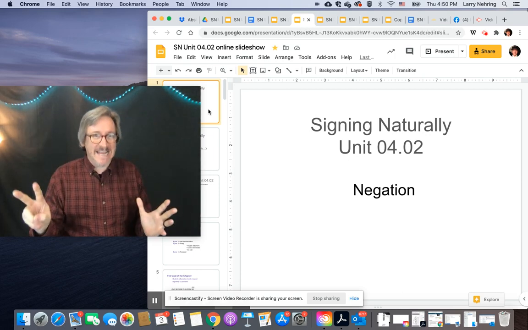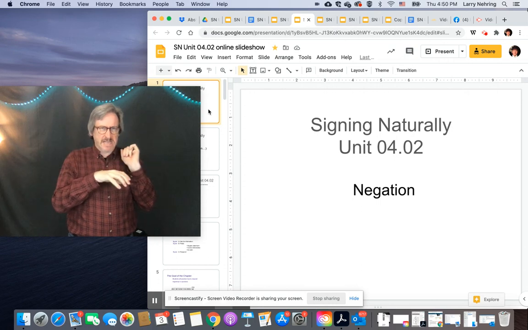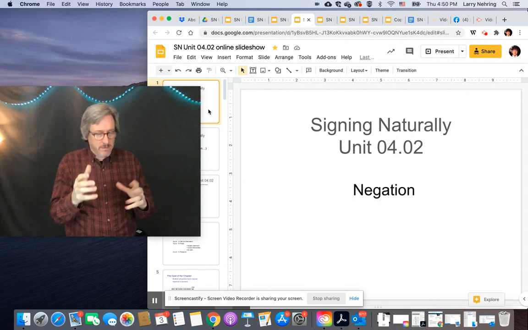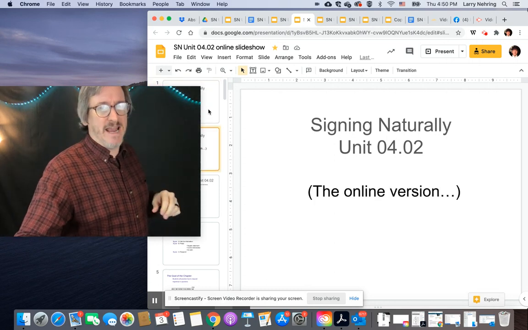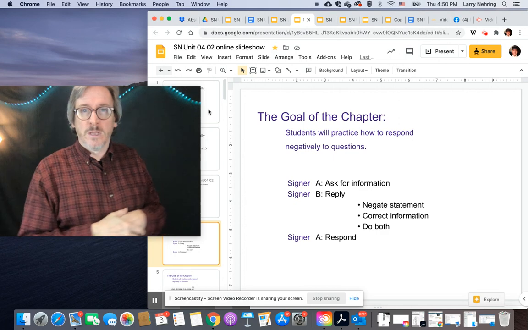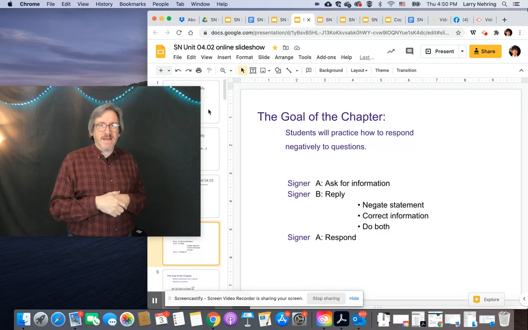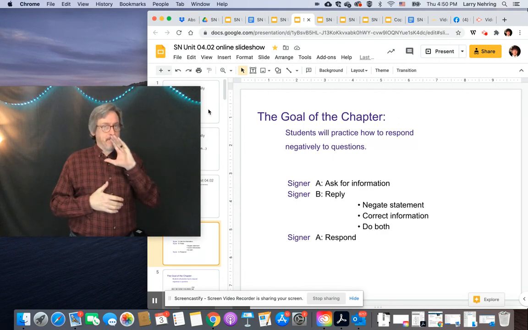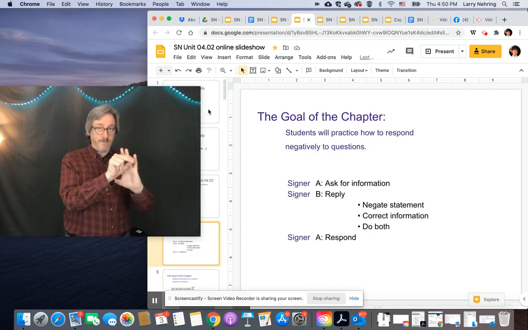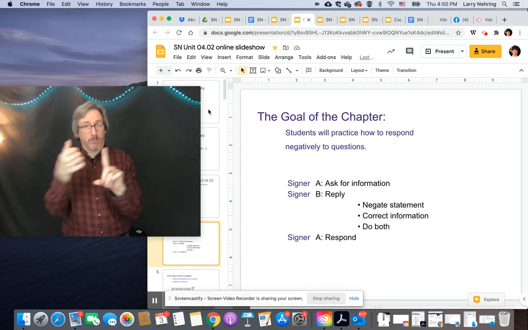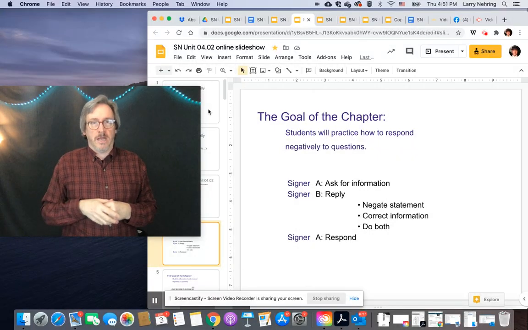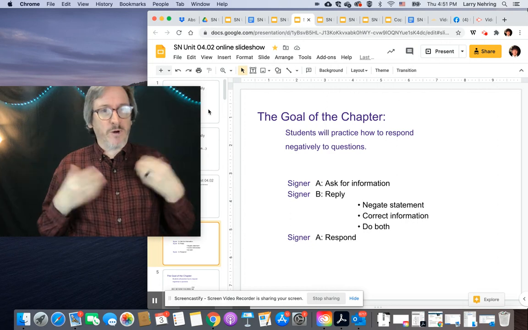4.02 is negation. We talked a little bit in the last one, in 4.1, about saying no, not, stuff like that. We're going to go a little bit deeper into that. Again, it's a really quick hit and run chapter. Responding negatively to questions. Here, the emphasis is to both say no at the beginning, answer the question, then elaborate on that answer, so that more information is given.